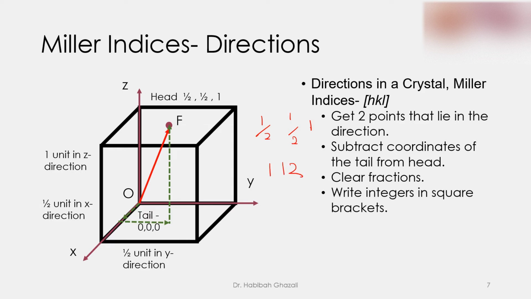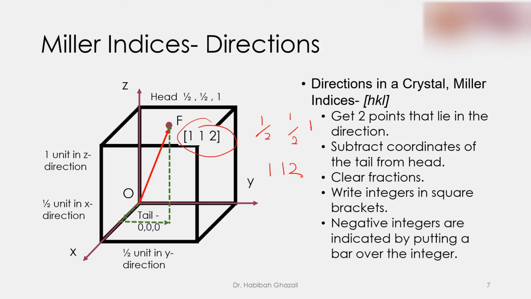After you clear the fraction, you write these integers in square brackets like this, what I show you, and that is the Miller indices for this direction. If, let's say, when you do the subtraction you get a negative integer, this will be indicated in the square bracket with a bar over the integer. So we'll do some more exercises so that you will get familiar with how to index these directions.